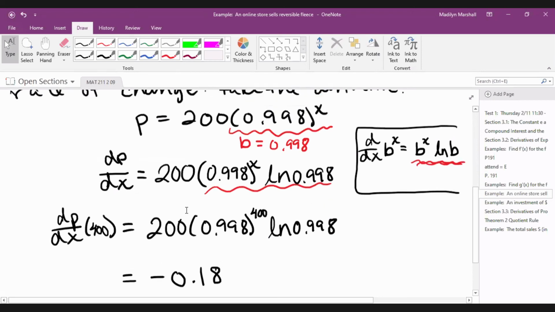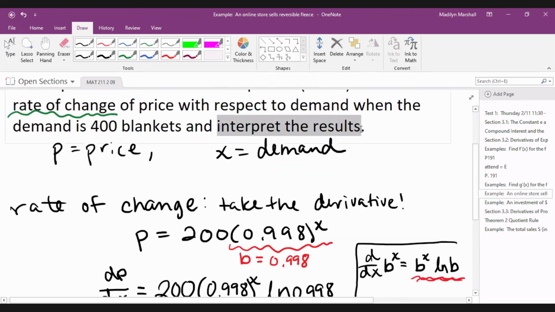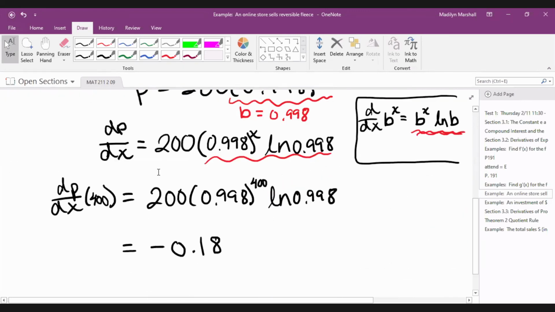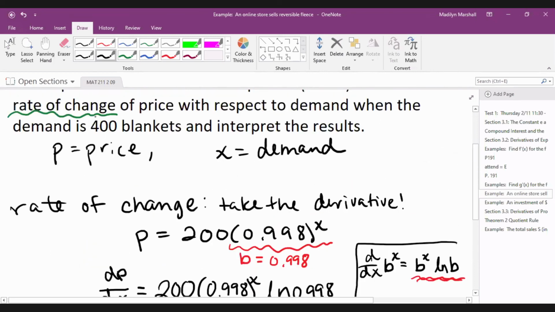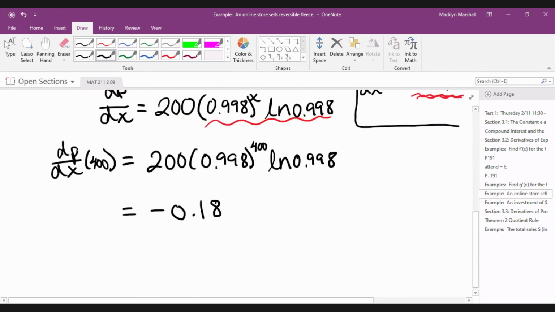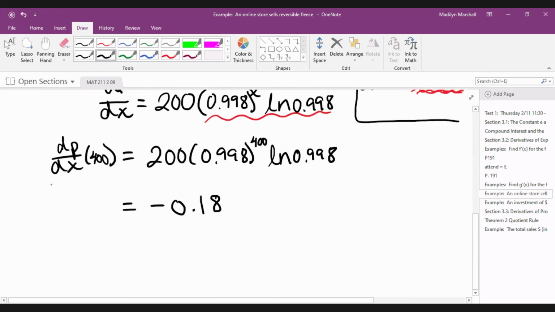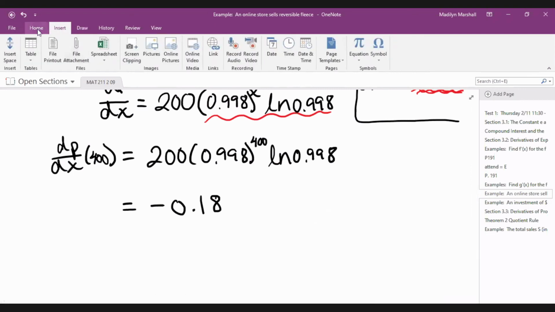So our last part of the question was to interpret the results. So what did all of that tell us? There was a decrease of 18 cents per blanket that was over the 400. Yes, so when we are making 400 blankets, the price is decreasing by 18 cents per blanket. The production of 400, the revenue is decreasing at 0.18.